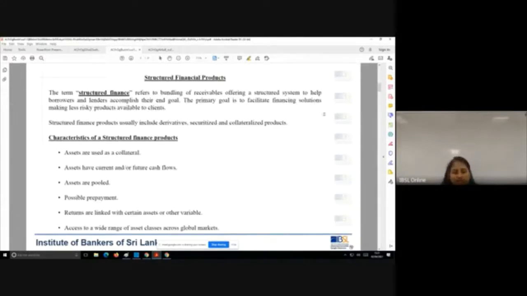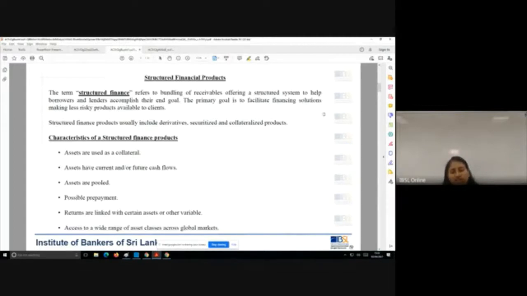In structured finance products, first we looked at what structured finance meant, and how it was a bit different from our conventional debt and equity sources. Here I have reiterated to you that structured finance products are certain products which are tailor-made, engineered for specific risk-return appetites. Under structured finance products, you get securitized, collateralized products, and also derivatives fall under this category. And the heart of structured finance is securitization.